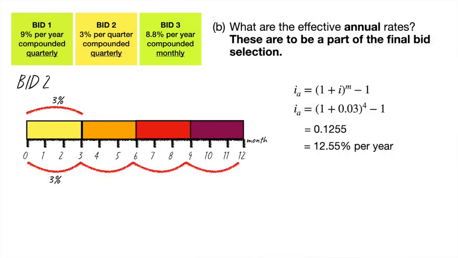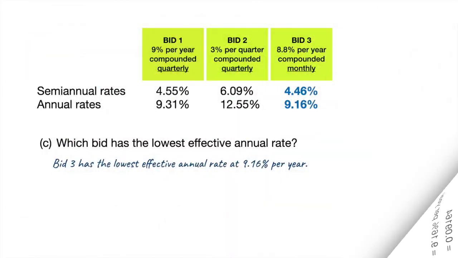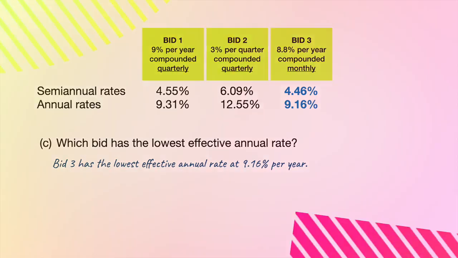You repeat the same procedure for bit number 2 and bit number 3, and at the end of the day, you will get the annual rates of bit number 1 to be 9.31%, bit number 2 to be 12.55%, and bit number 3 to be 9.16%. Again, if the decision is based on the annual rates, then bit number 3 offered the lowest interest rate. So we can recommend Tesla Motor to choose bit number 3.